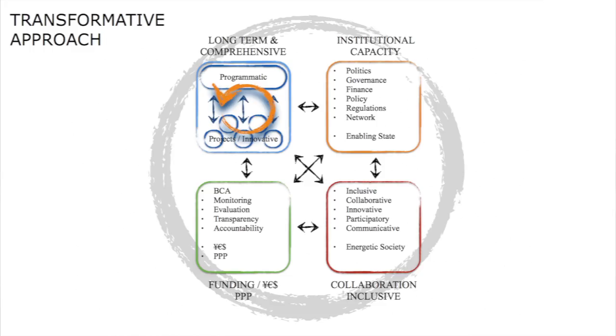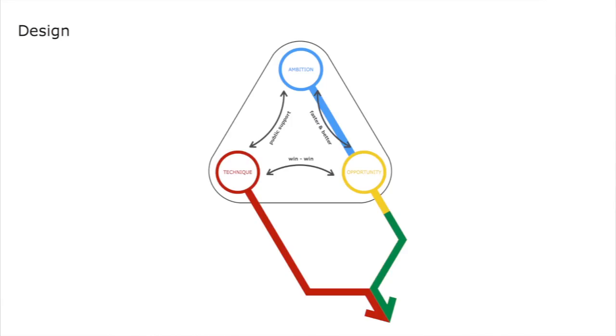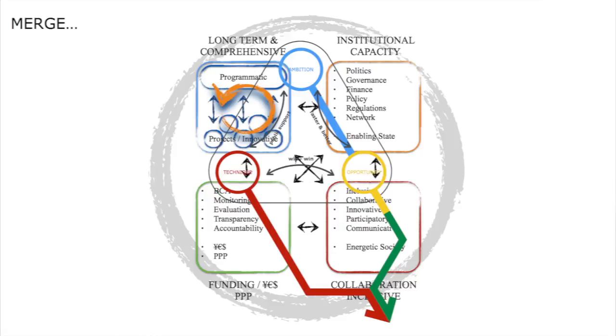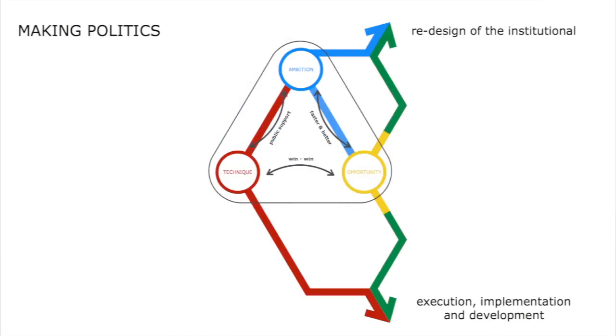At lunch I explained we need four aspects: long-term and short-term, funding, collaboration, and institutional capacity. I also explained the power of design, and I excused myself for this terrible slide; Matthijs is going to make a new one for me, he promised. But for this part of the discussion, I add a new layer. If we are able to use design in this resiliency process, combine technique with opportunity and add ambition, we'll get to execution, implementation, and development, and design is actually used from its power.